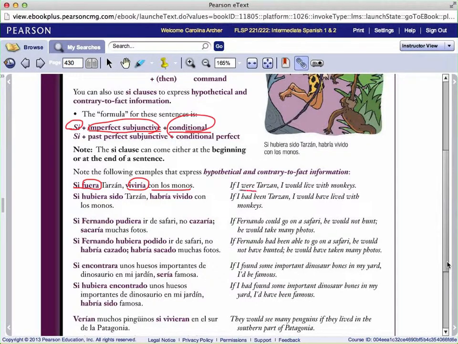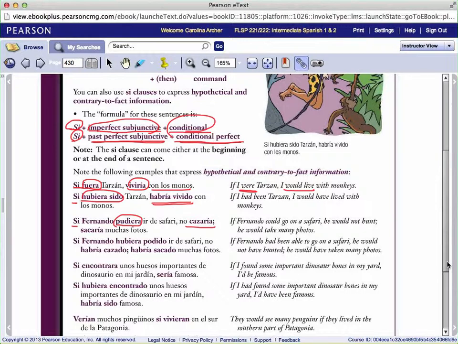Or we can say, if I had been, I would have lived. Sí plus past perfect subjunctive plus the conditional perfect. So, si hubiera sido, if I had been, past perfect subjunctive, Tarzán habría vivido, conditional perfect, habría vivido con los monos. And here's another one. Si Fernando pudiera, we're talking in the present, if he could, he can't, but hypothetically speaking, if he could, he would not hunt, no cazaría. Sacaría muchas fotos.